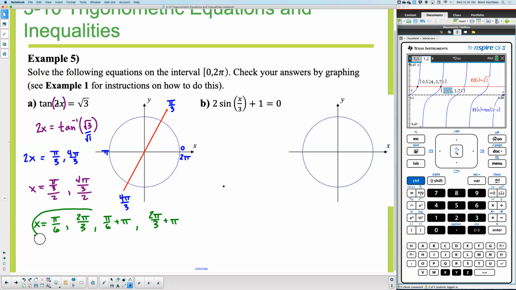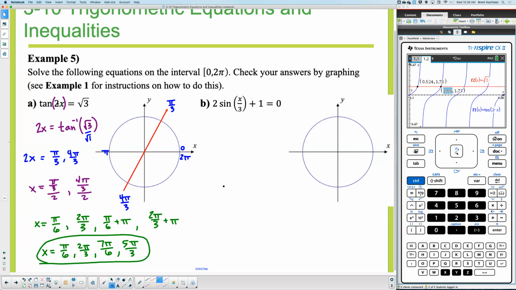So before I say that's my answer, I'm glad we went to the calculator to check this. What would our final answers be? Well, it'd be pi over 6, 2 pi over 3. What's 1 pi over 6 plus another pi? 7 pi over 6. It's the pi over 6 that's right after 1 whole pi. And then what's 2 pi over 3 plus pi? 5 pi over 3. Those are going to be our 4 answers. And you can confirm that by doing the graph. Those are the values there. That's where the intersections are.